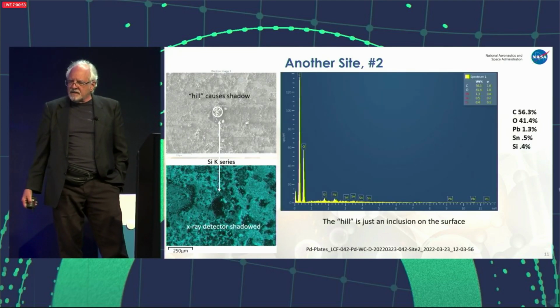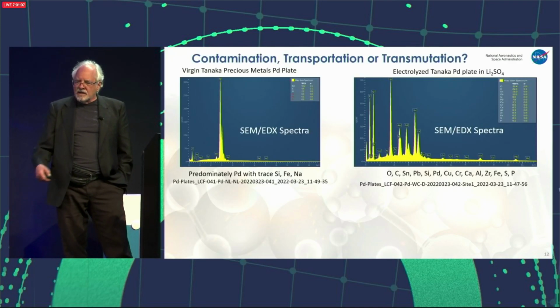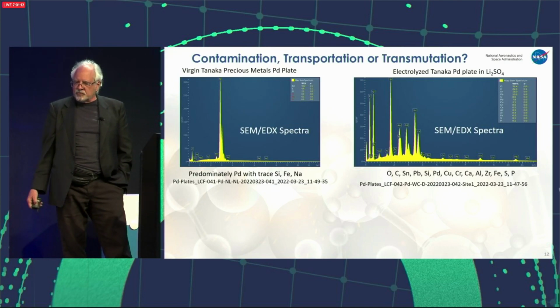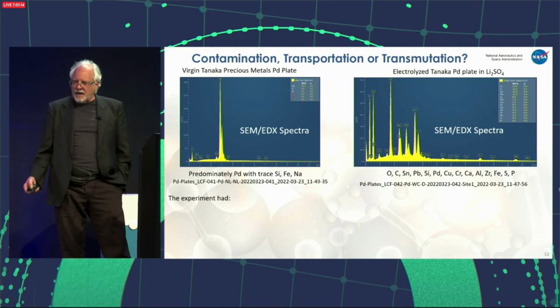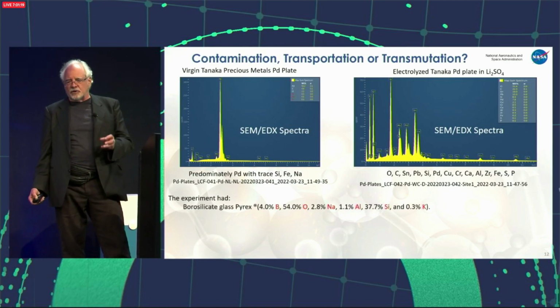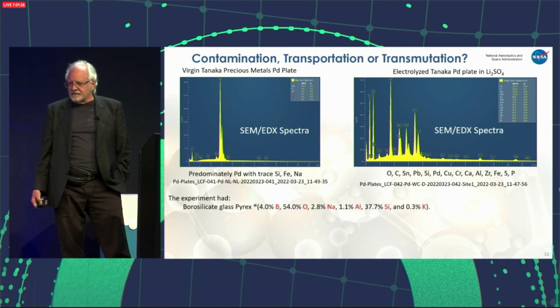Looking at this site, we have a very different set. We've got 56% carbon, 41% oxygen, a little bit of lead, a little bit of tin, and a little bit of silicon. So where you look on your sample makes a difference. Now, comparing the two of these, the virgin piece that had never been hit and the piece that we electrolyzed, we have to note the experiment had the following. We used a borosilicate glass container that contains boron, oxygen, sodium, aluminum, silicon, and potassium.